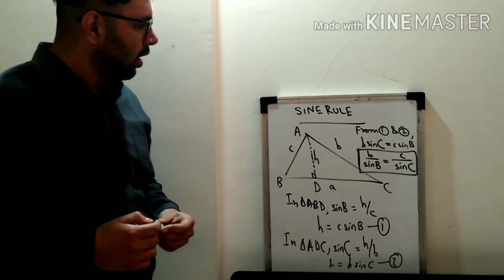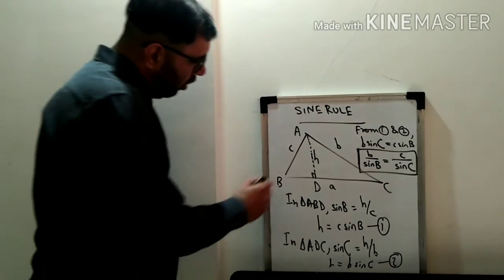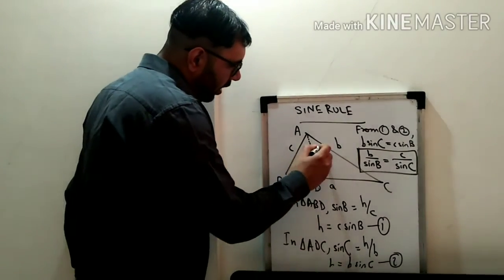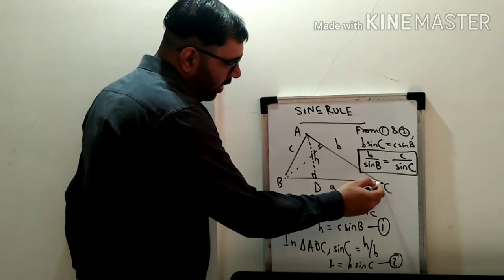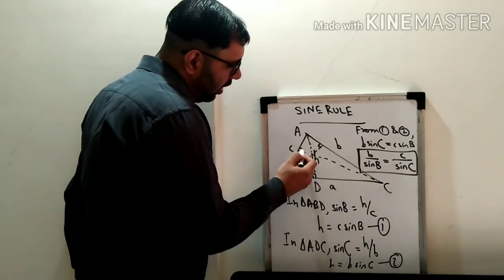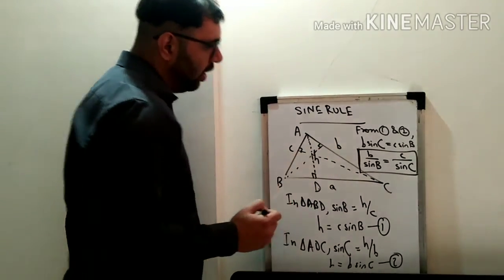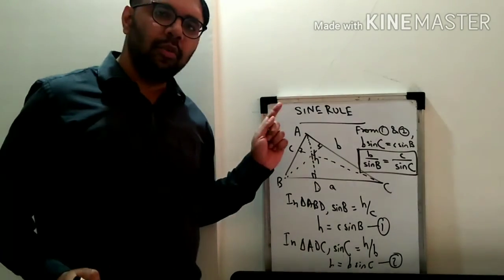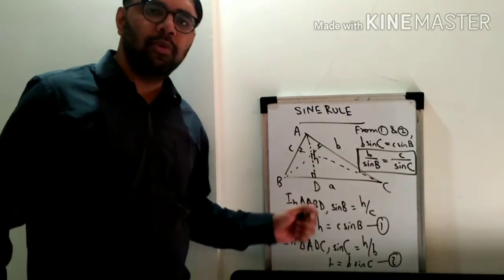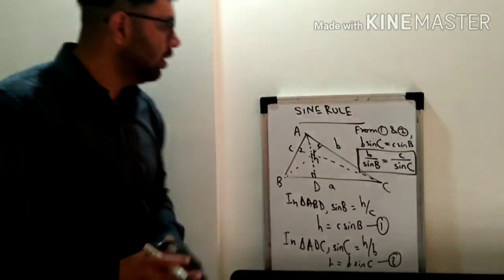Similarly, if I draw the altitude from point B, I can relate a and c, and if I draw the altitude from this point, I can relate a and b. So overall we get the formula: a upon sine A is equal to b upon sine B is equal to c upon sine C.